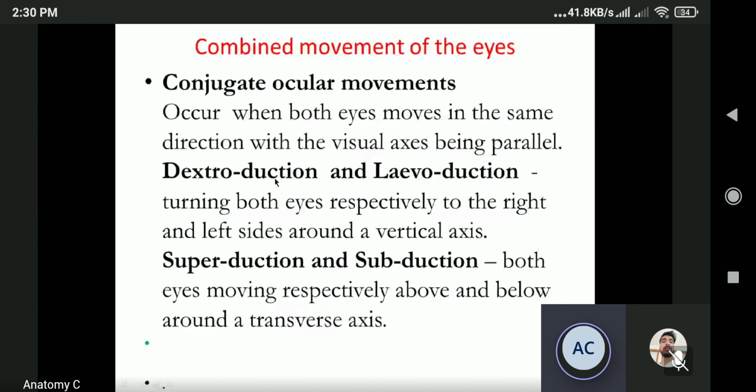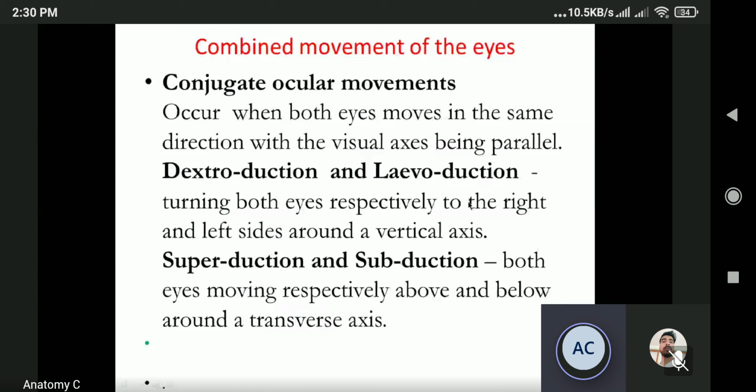So dextroduction and levoduction, turning both eyes respectively to the right and left side around the vertical axis. Superduction and subduction, both eyes moving respectively above and below around the transverse axis.